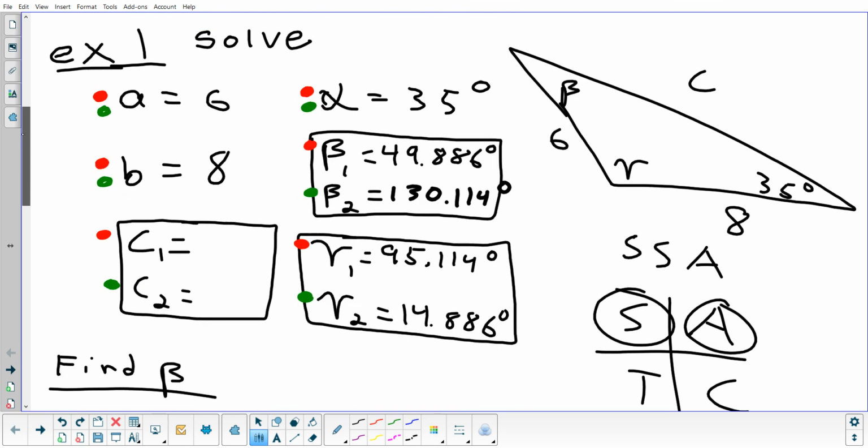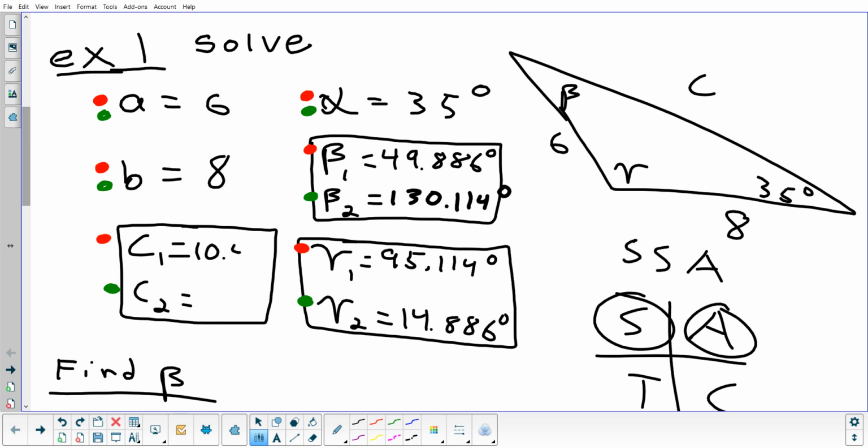So scroll back up. Always remember what you were finding. That was a side, so you do not need a degree symbol on it. In fact, if you put a degree symbol, then that would make it wrong. So don't put a degree symbol.